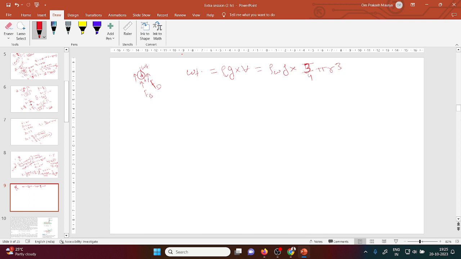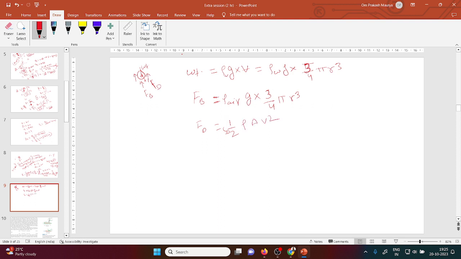And your buoyant force FB is equal to how much? You know the definition of FB: the volume displaced. That is the same volume we will use in the FB, right? But here it is the rho of air, G, and the same volume, 4 by 3 pi r cube. And your drag force Fd is equal to what? Drag coefficient CD, half rho A V square.